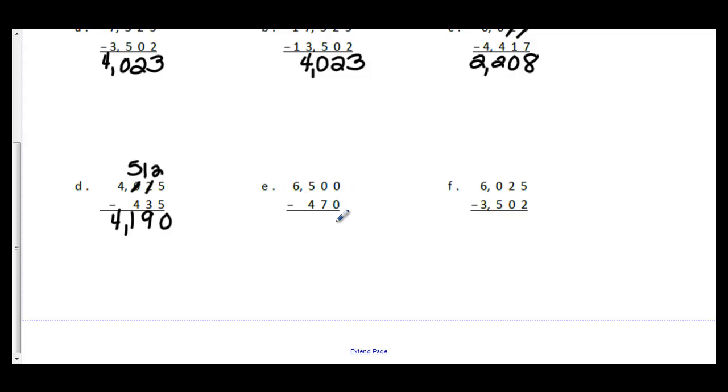Now come over to E. 0 minus 0 is 0. This is where kids get confused. When they get ready, they necessarily think it's 7, but you cannot take 7 away from nothing.